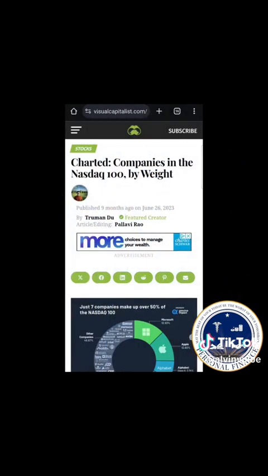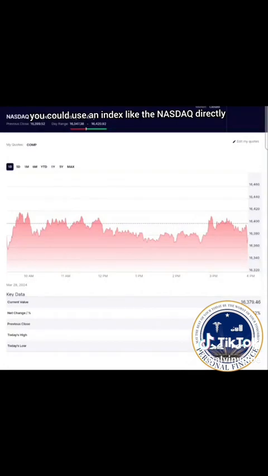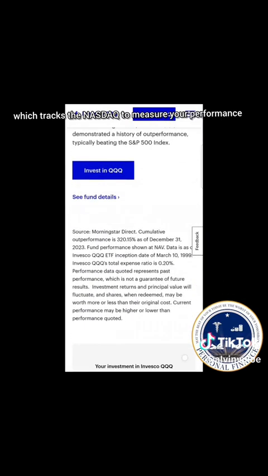So for example, if you have a portfolio with 5 stock positions that include Tesla, Amazon, Meta, Alphabet, and Nvidia, then the most appropriate index to use as a benchmark to measure your account's performance will be the NASDAQ, because all of those stocks are members and major weights of the NASDAQ 100 index. In this example, you could use an index like the NASDAQ directly, or an ETF security like the QQQ, which tracks the NASDAQ to measure your performance.